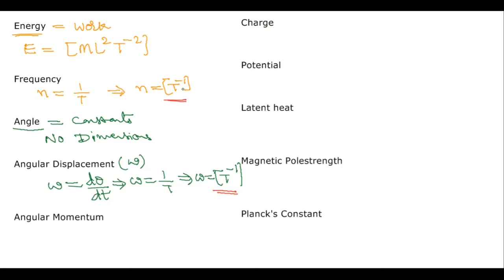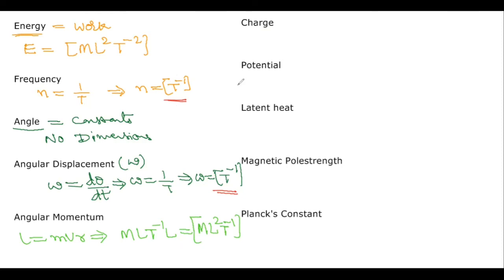Now coming to the next one, angular momentum. Angular momentum L is equal to the product of linear momentum and radius vector, mvr. It is nothing but mass m, velocity, already we wrote LT power minus 1, radius also length. So it becomes ML square T power minus 1. It is the dimension of angular momentum.